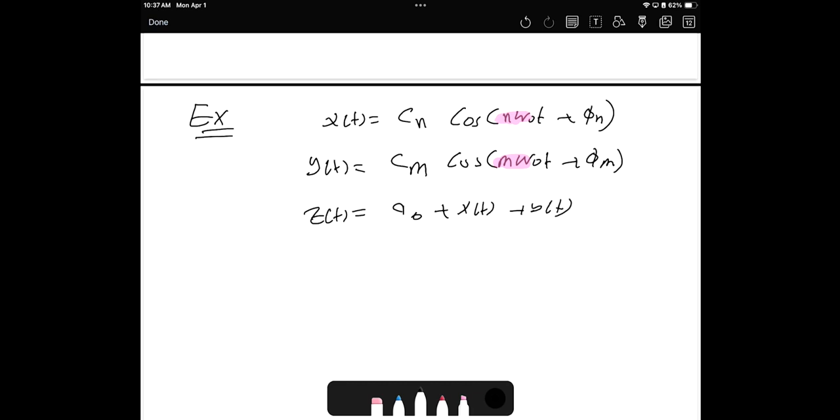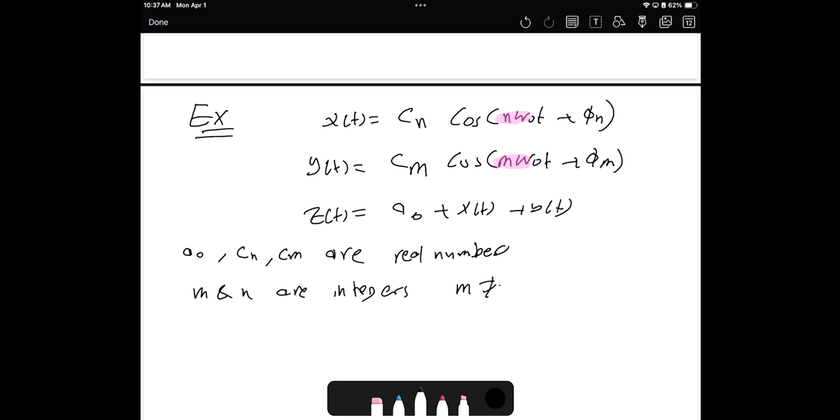Here a naught, Cn, and Cm are all real numbers. And we will assume m and n are integers, and that m does not equal n. So we will not consider the case where they equal each other. Basically, x and y are working with different frequencies: this one with n frequency, the other with m frequency, so the frequencies for both will not be equal to each other.